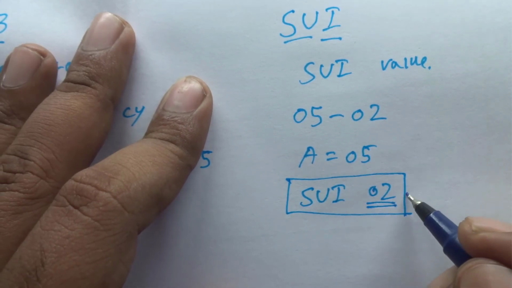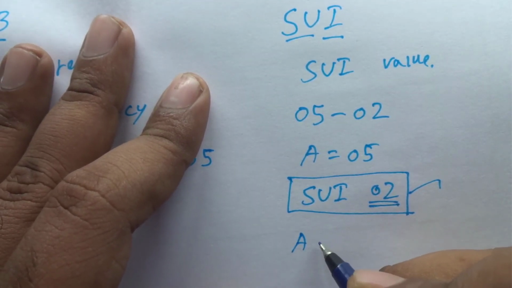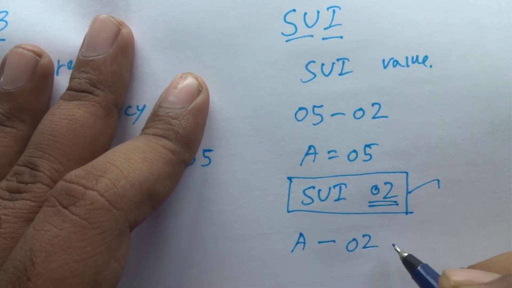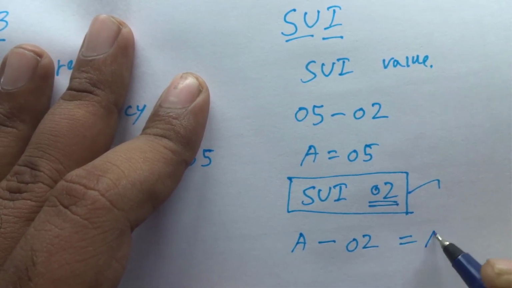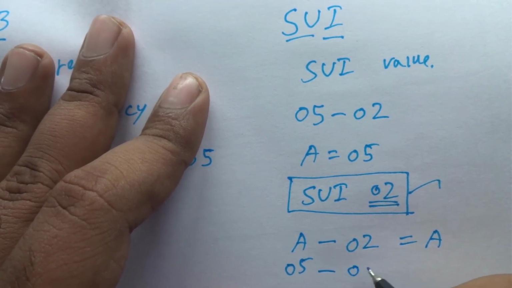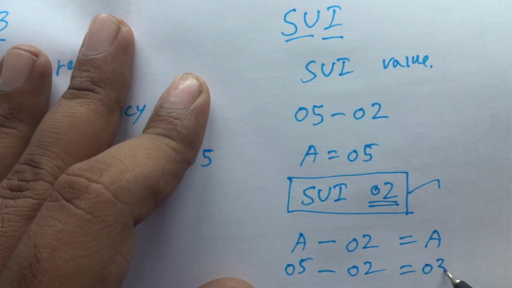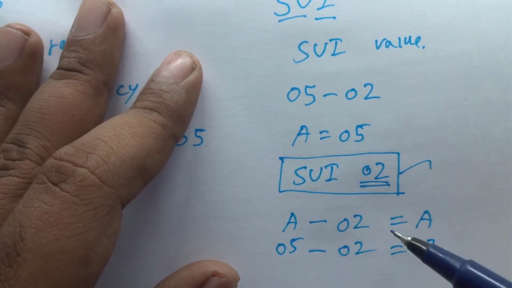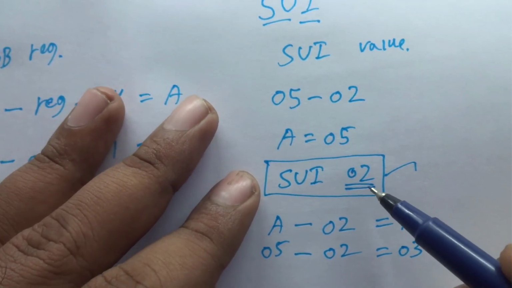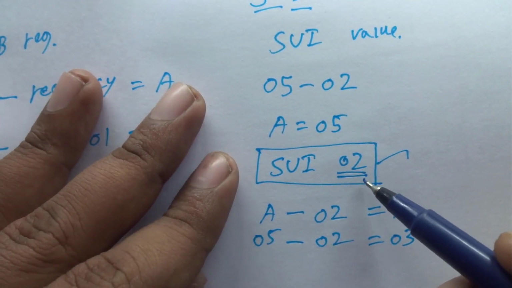By executing this instruction, your ALU performs accumulator minus 02, and the answer is stored in the accumulator. That means 05 minus 02. Now the value stored in your accumulator is 03. This is the immediate addressing mode. Instead of mentioning any register, B register, C register or D register, you can directly give your values.